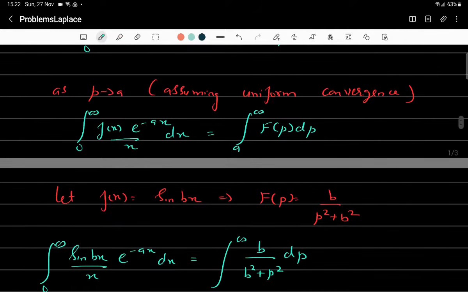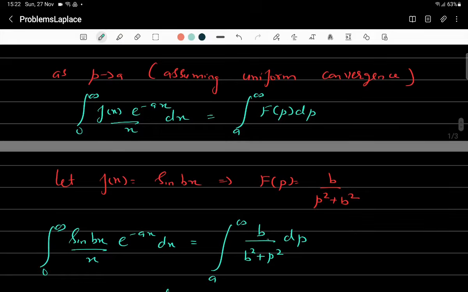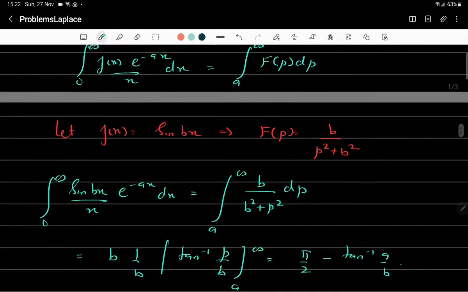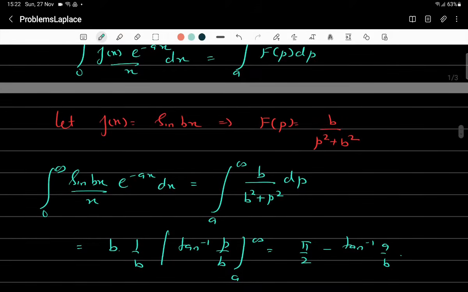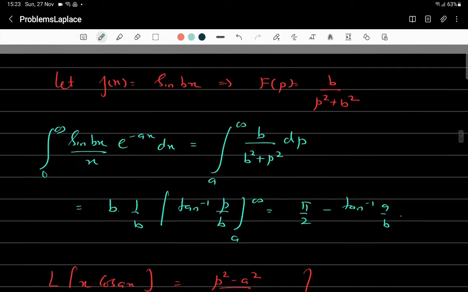Substituting it on the right hand side, it simply becomes the integration of b by b square plus p square, which I already know. So it is tan inverse p by b, because it is integration with respect to p. So b is a constant here, and it turns out to be b would cancel out, because when you do it b square plus p square, then 1 by b would also come out, and it is tan inverse, pi by 2 minus tan inverse a by b.